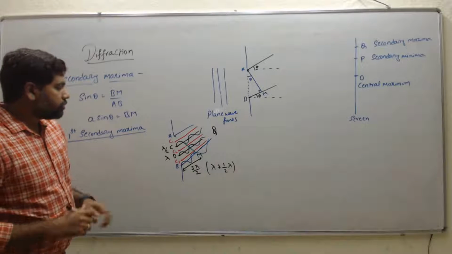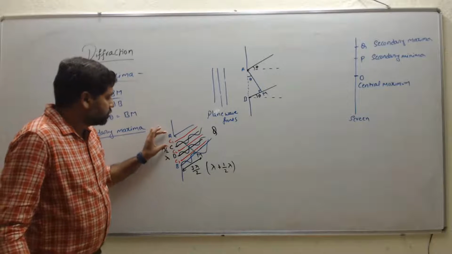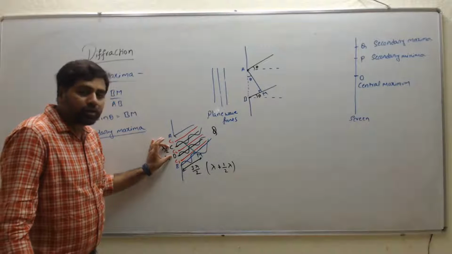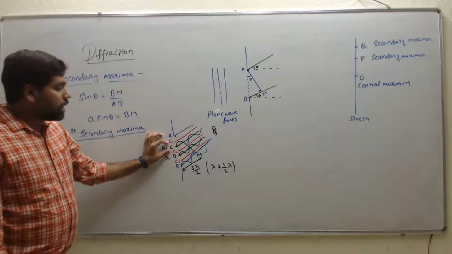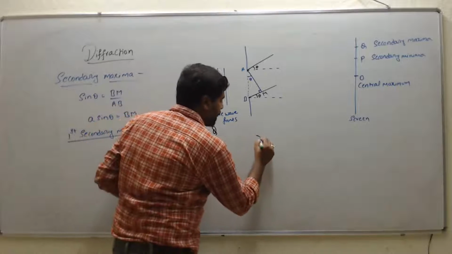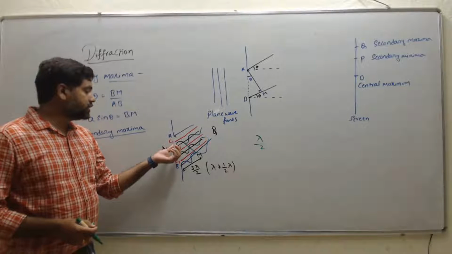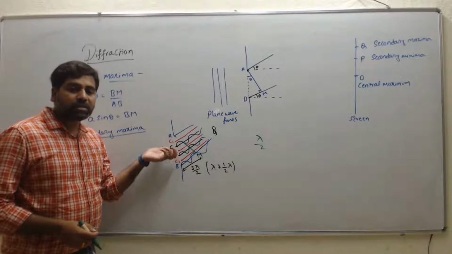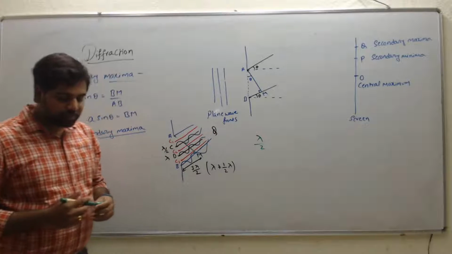Next, for every point in AC, that is the first part, and similarly in the second part CD and DB, the path difference between corresponding points is always lambda by 2. As we already studied in the last class for the minimum condition, the phase difference, that is the path difference between these two points, is always lambda by 2. Hence it reaches the point Q. Then what happens?